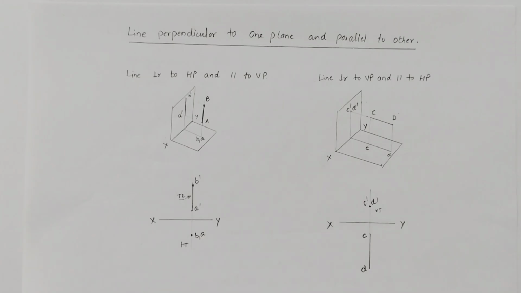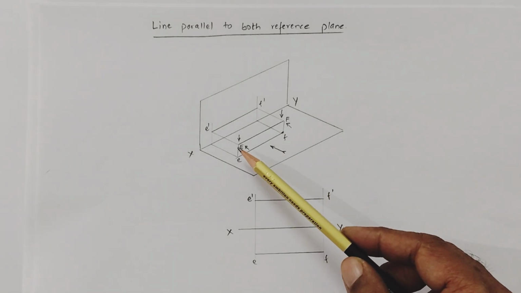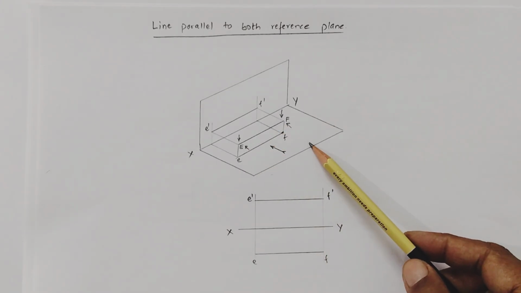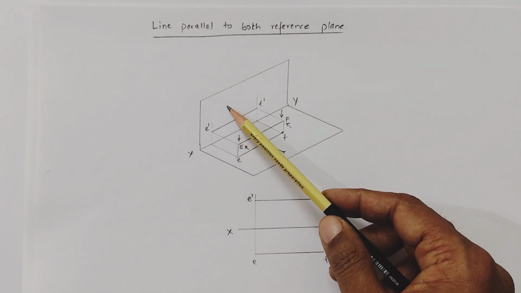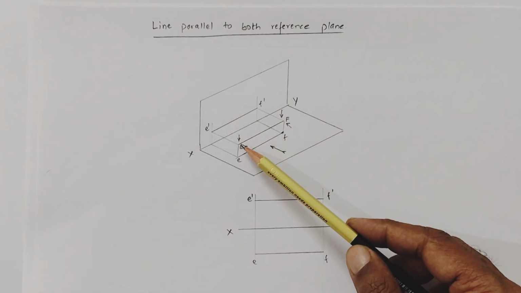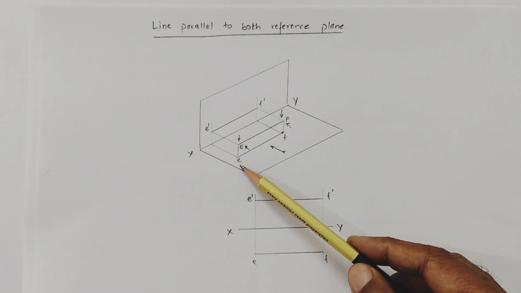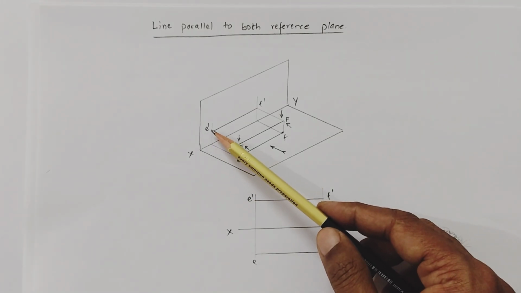Next case is when the line is parallel to both planes. In this case you can see we have a line EF which is parallel to HP as well as parallel to the vertical plane. When we get the projection of the end points E and F, we view from the top side, and the projection of this point is observed on the horizontal plane as e, and in the front view here e dash.